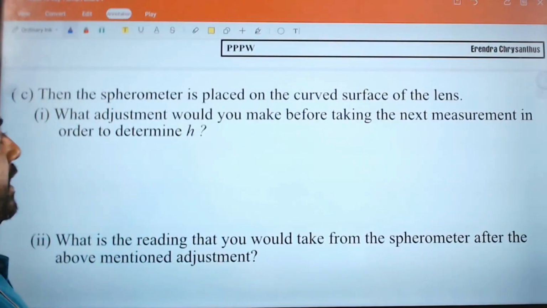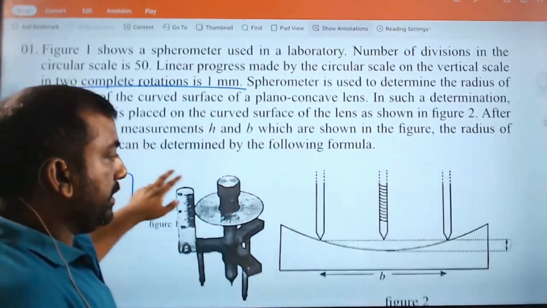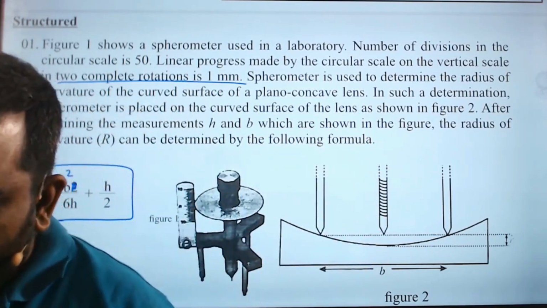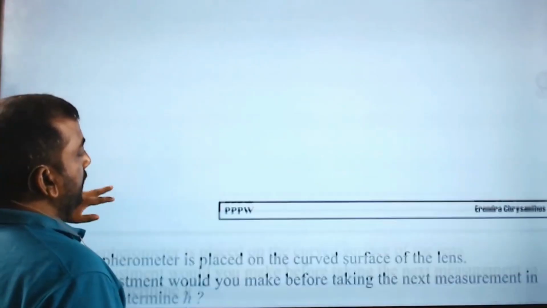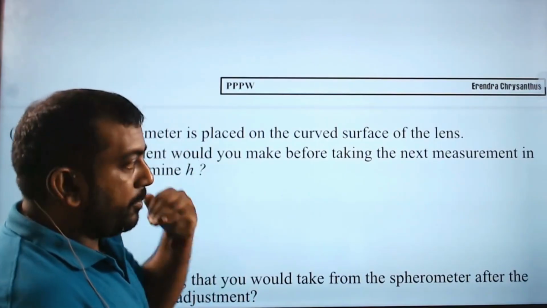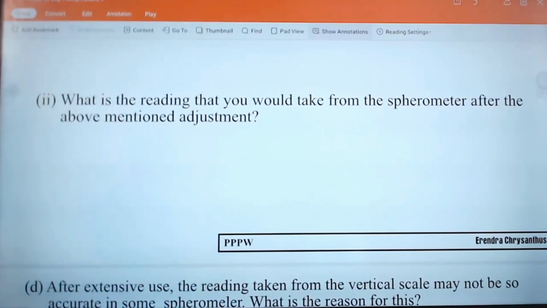Then the spherometer is placed on a curved surface of the lens. What adjustment would you make before taking the next measurement in order to find h? You keep the spherometer here in this picture. Now you must rotate the screw where? Downwards. Right there. We must rotate the screw downwards until the tip of the screw touches the tip of the image.